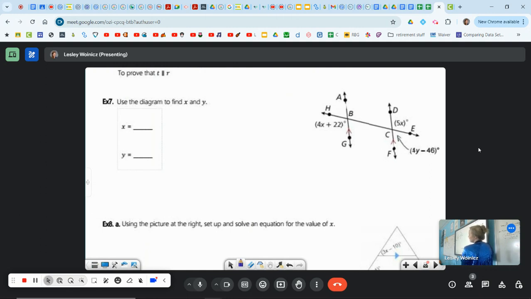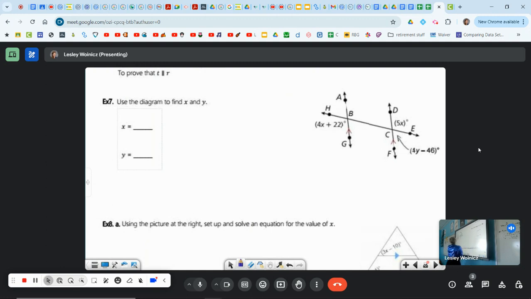Yeah. You could say 4x plus 22 plus 4y minus 46 equals 180. Yeah, I could. That one, you're not wrong. It's going to be more complicated than this one. Do you see what I'm saying? You're not wrong, but if I'm going to try to solve something, I'm going to go for the lower hanging fruit.